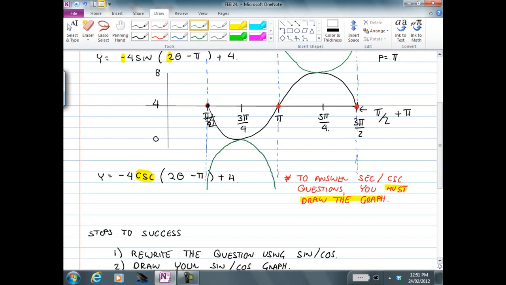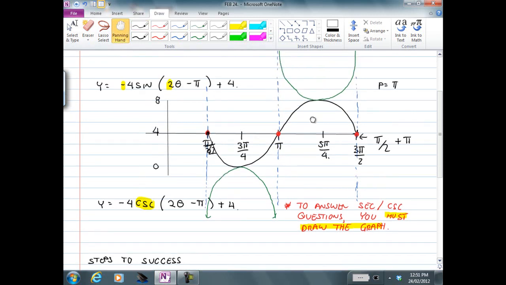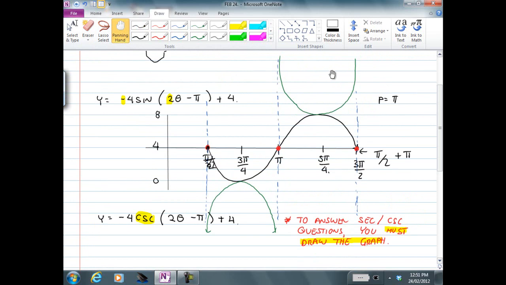So the green line really is your graph. You can erase the original now. If you erase the original, that is your graph. Did you erase it? Yep. So this is your actual graph, just two loops like this. That's what it is to do a sine graph. Your sine graph tells you what your cosecant one looks like.